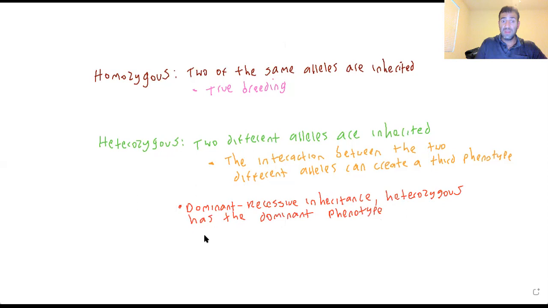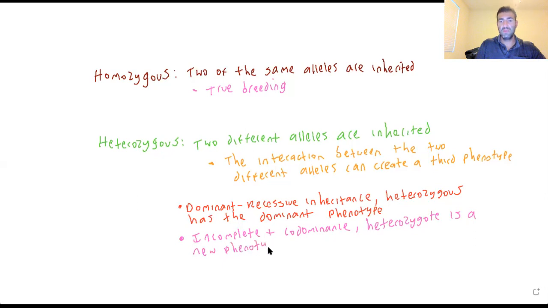However, in incomplete and codominance, the heterozygote is a new phenotype. Heterozygote is a new phenotype. Definitely keep that in mind because lots of students get confused with the heterozygote.